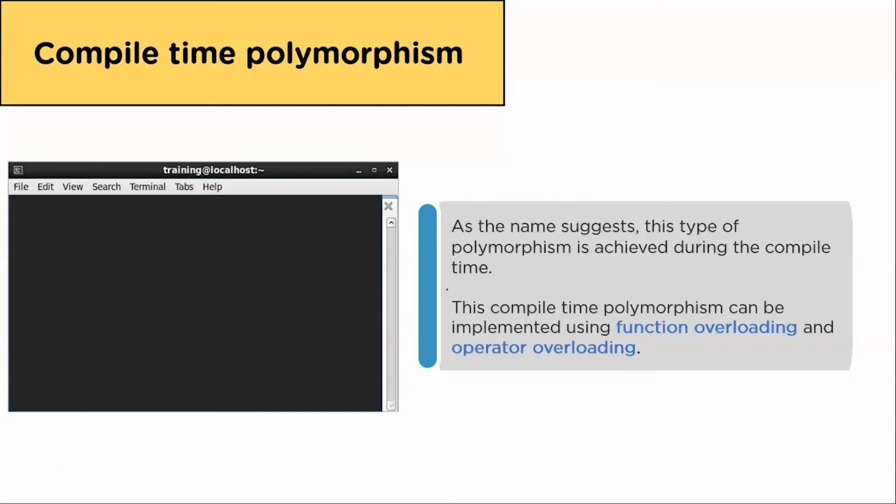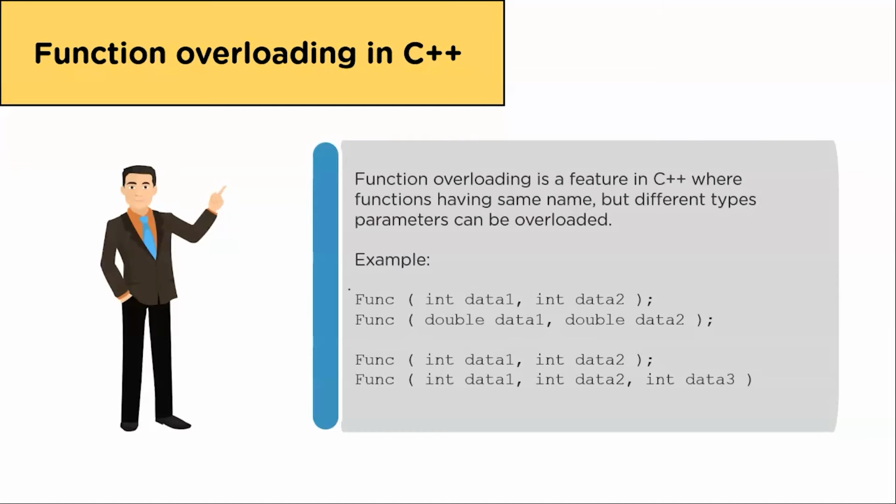So what is this function overloading? Function overloading is a feature in C++ where the functions having the same name but different in terms of parameters or type of parameters can be overloaded. For example, as we can see, two functions with same name func differ in the type of arguments. One data type is double, another data type is integer. So when we make a call to the function with arguments of type double, it will invoke the suitable function, and the same goes for the other one.